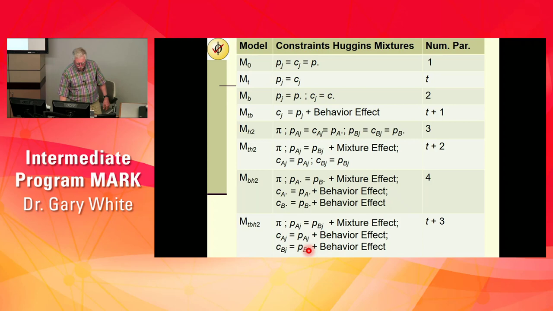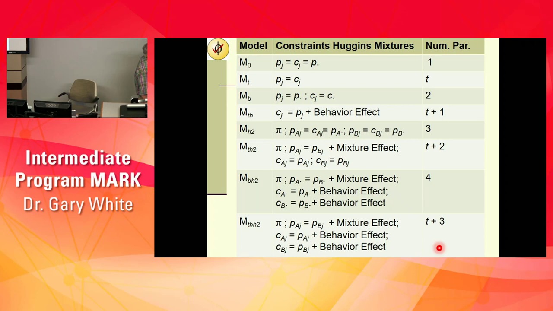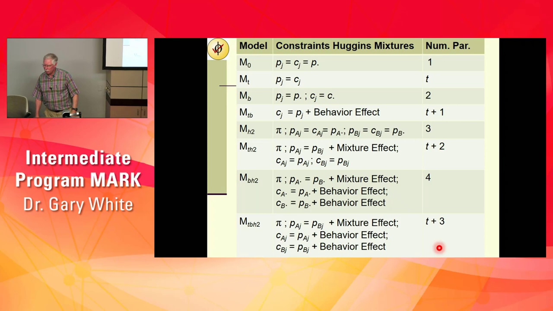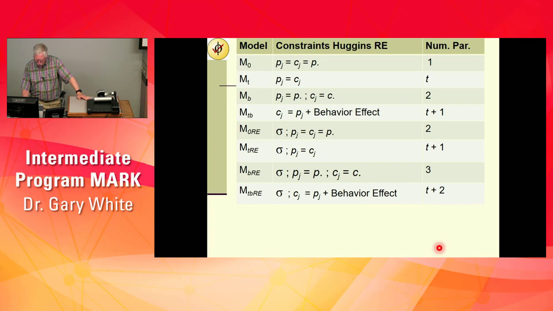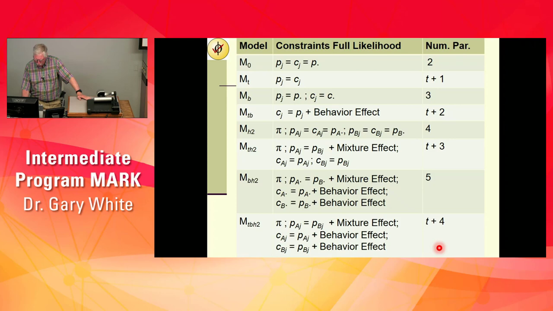Okay, here are your parameter counts. This tells you what each model should be. For the Huggins mixtures, these are mixture models, but you can compute how many parameters you should get just based on those formulae. And here's the same thing for the Huggins random effects. All they are is just the regular Huggins plus one. And then there's the full likelihood if you want to play with it, with the random effects or with the mixture models. So those three slides are just in your book for your reference.